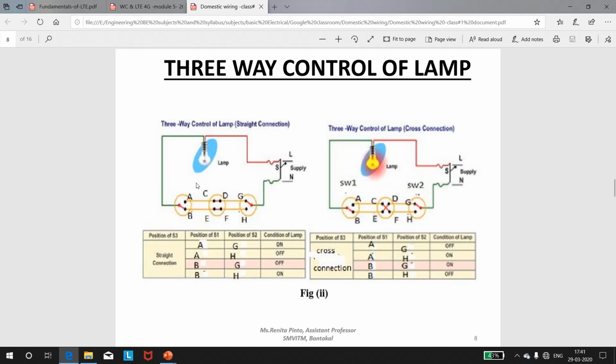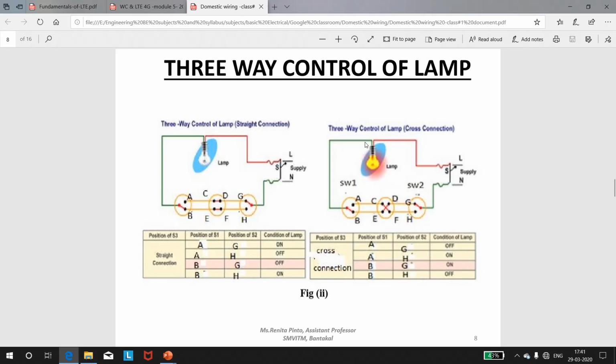Similarly, when the switch S1 is connected to position A and switch S2 is connected to position H, in this case the circuit becomes incomplete and the lamp will be off. Third case, when the switch S1 is connected to position B and switch S2 is connected to position G. Again, in this case, the lamp will be off. Similarly, fourth case, where switch S1 is connected to position B and switch S2 is connected to position H. In this case, again, the circuit becomes complete and the lamp will be on.